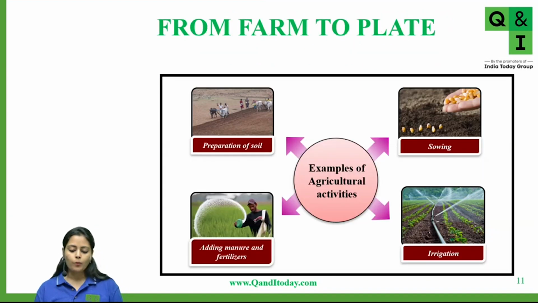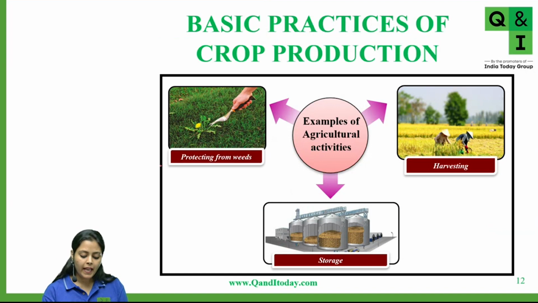Okay. Now, so what all are the agricultural practices which are performed by the farmers? For example, the first activity is preparation of soil, then sowing, then adding manure and fertilizers, then irrigation, then protecting from weeds. Next, harvesting, and after harvesting comes the storage.